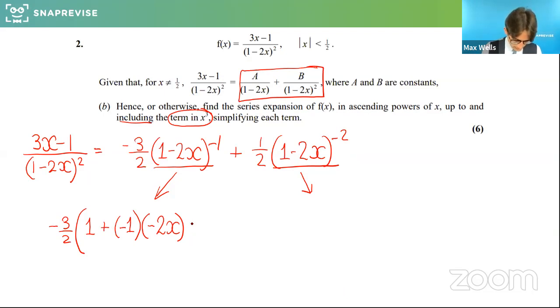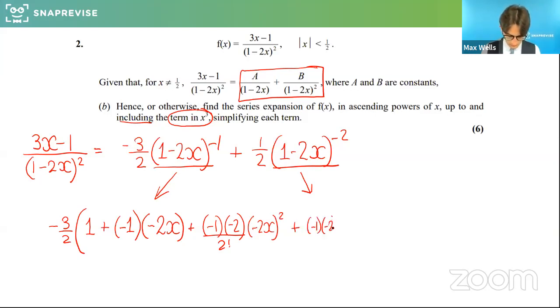So then the next bit would be -1 -2 over 2 factorial, and then that would be times by -2x, and that's the squared term. And then the next one would be -1 -2 -3. Okay, cool. I've just spotted that question, which I'll try to come back to in a second.